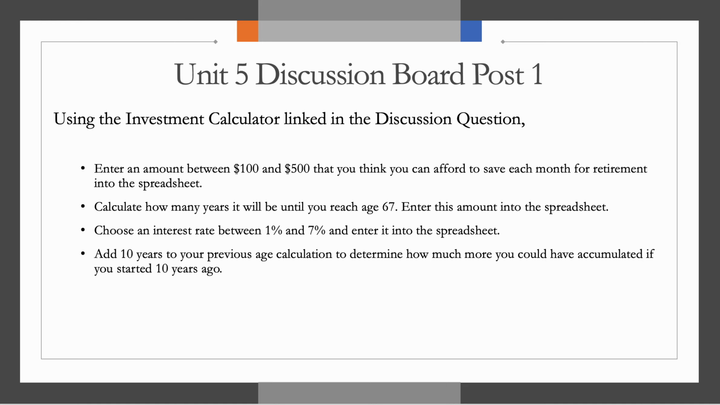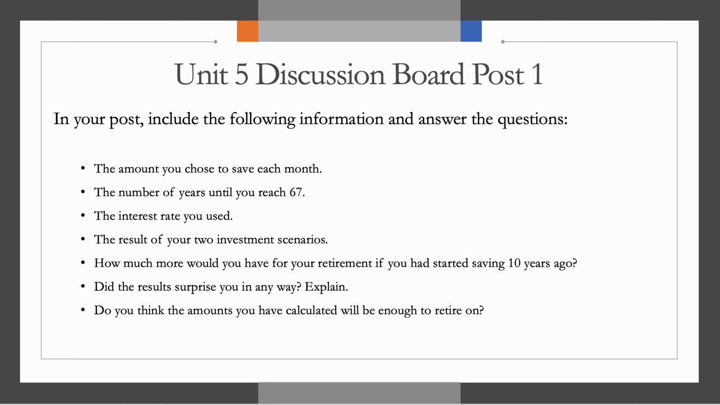What we do now is called the hindsight. So had you 10 years ago decided to use this exact same savings plan, how much money would you have had if you did it for 10 extra years? So whatever you input for how many years, just add 10 to it and rerun that calculation. Then you're going to write up your findings.